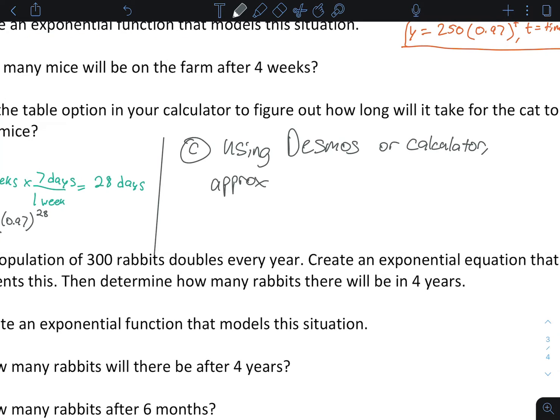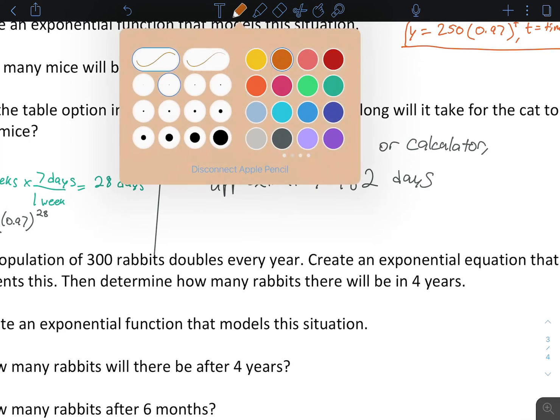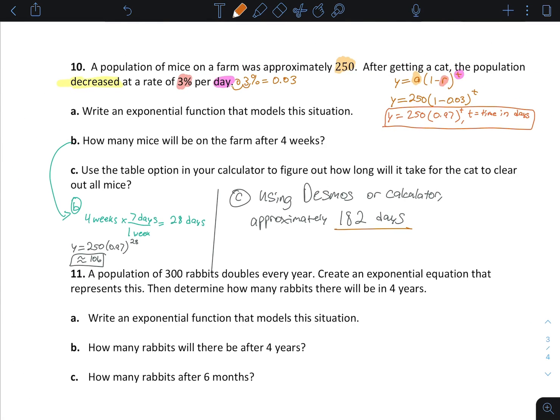Approximately 182 days. You don't have to change that to weeks, just leave that in days.